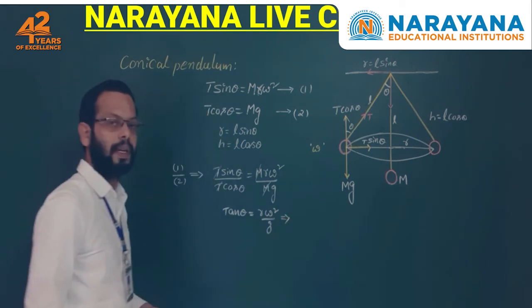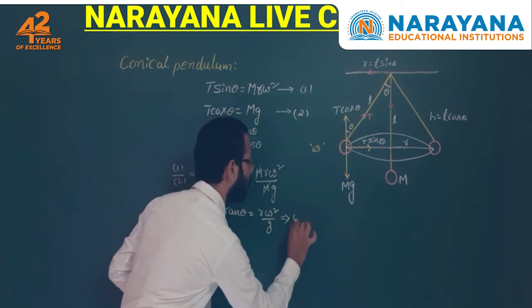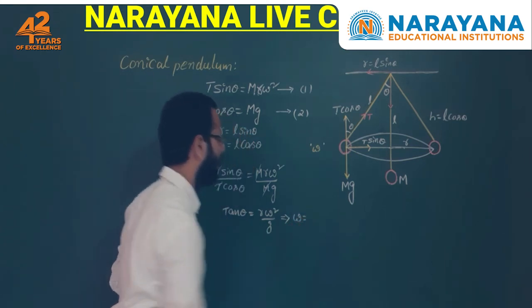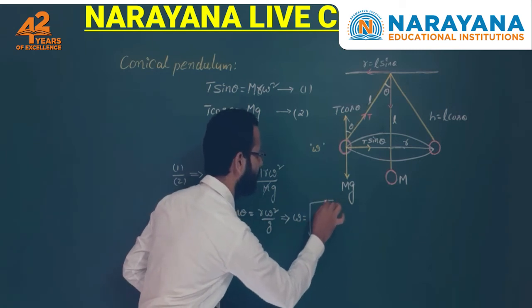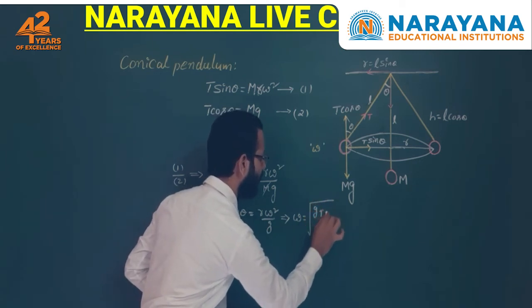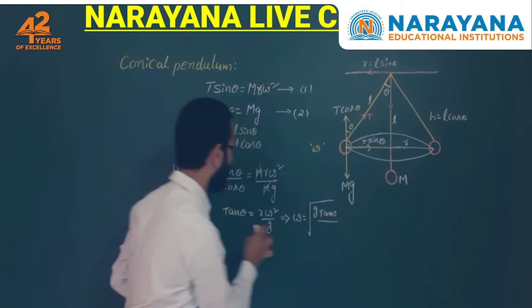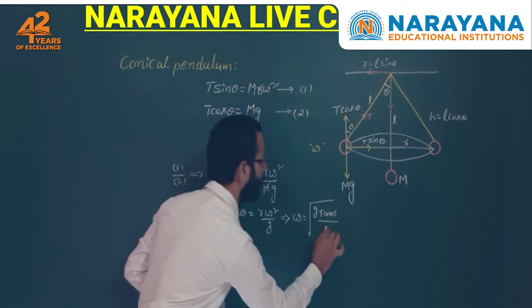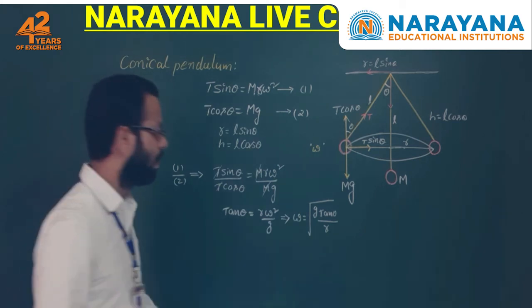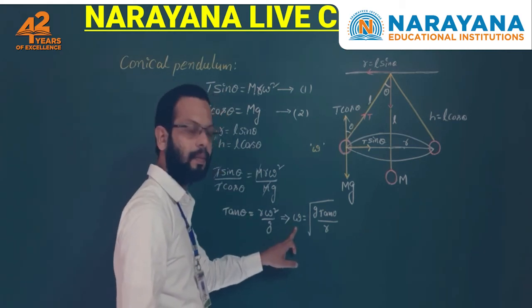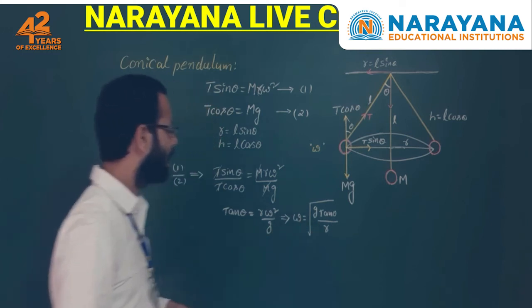From that we can write omega, the angular speed of the bob, is equal to root of g tan theta by r. This is the angular speed of the bob. The angular speed of the bob is root of g tan theta by r.